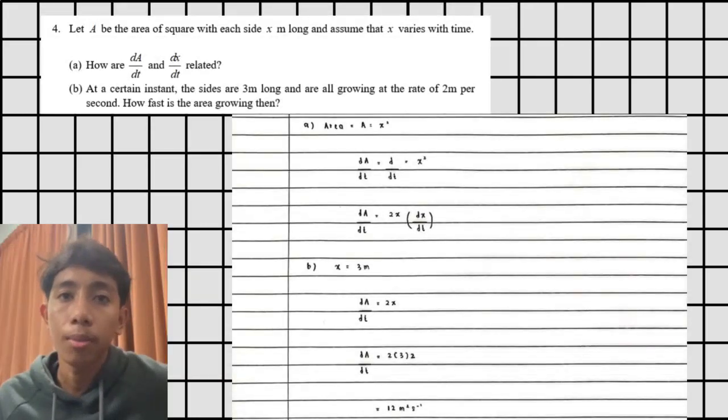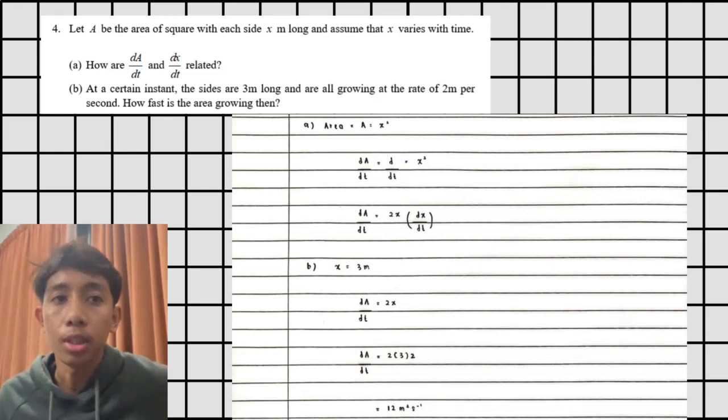Question 4. Let A be the area of a square with each side x meter long, and assume that x varies with time. For question A, let's start by expressing the area A of the square in terms of the side length x. Area A is equal to x square. Now we can differentiate both sides of this equation with respect to time t using the chain rule. So dA/dt is equal to 2x dx/dt.